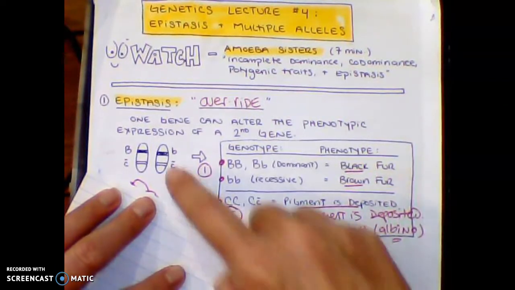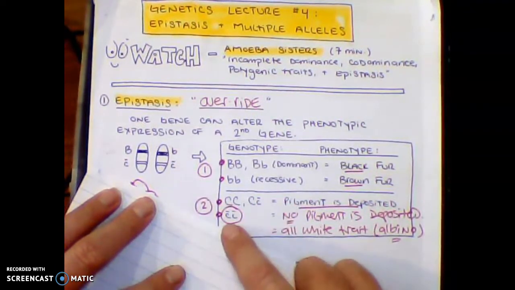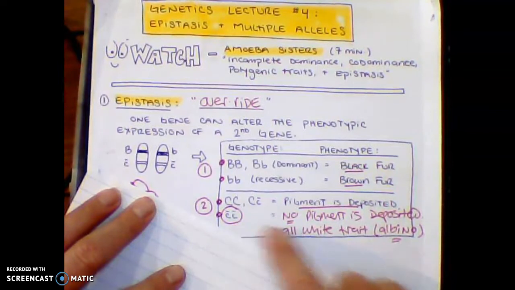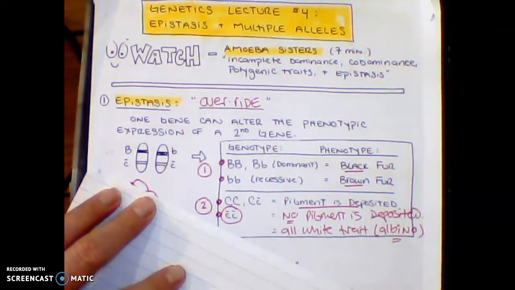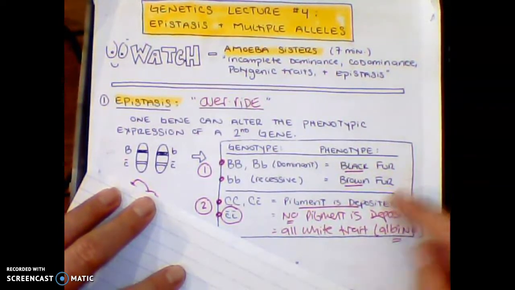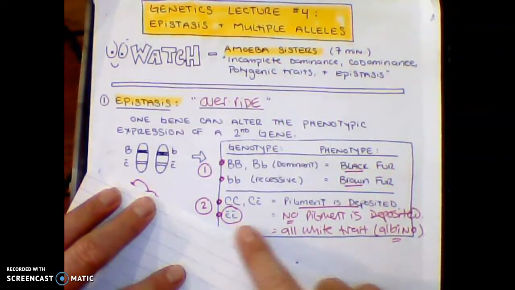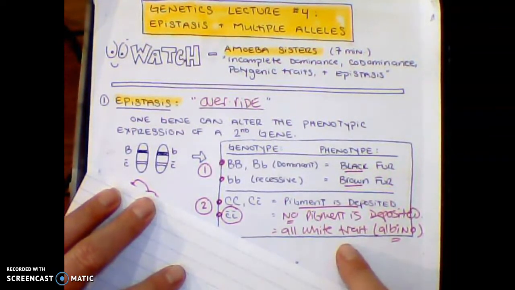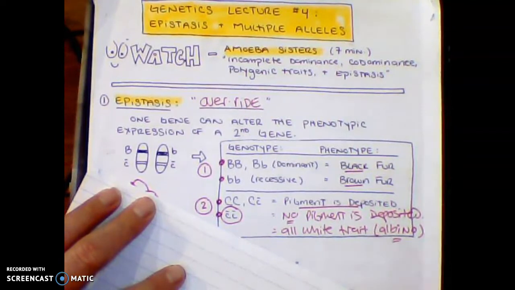However, if that second gene on your chromosome is little c, that means no pigment will be deposited. Even though you have the genetic disposition for black or brown fur, if you inherit 2 little c's, no pigment is going to be deposited, and your fur, aka your rabbit, will be all white and hence an albino. So do me a favor, go ahead and stop the video, write down this data table as well as your example chromosomes before we move on.